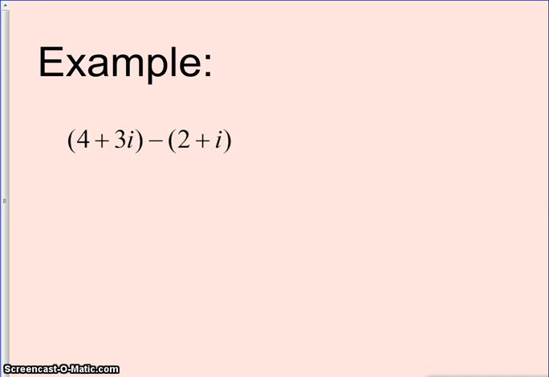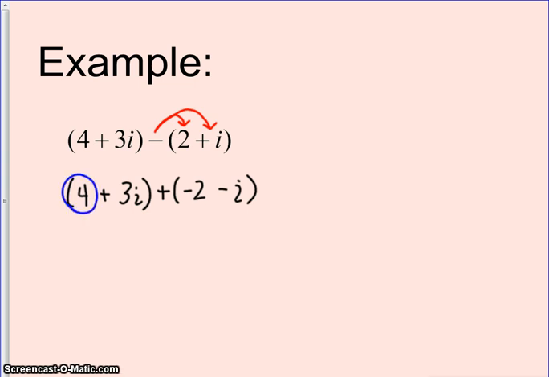So taking a look at this problem, I'm going to distribute the negative to both parts of the complex number, both to the real part and to the imaginary part. So when I do that, this becomes a negative 2 minus i, because the negative changes the positive 2 to a negative 2, and the negative changes the positive i to a negative i. Now I'm going to bring down the first complex number because I didn't do anything to it. Once I've distributed the negative, this becomes an addition problem, so we can add just like we have done in the previous problems.